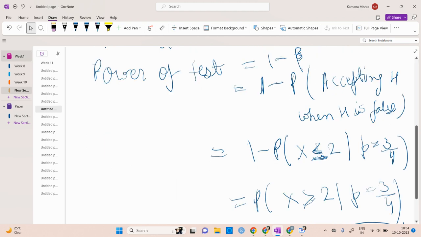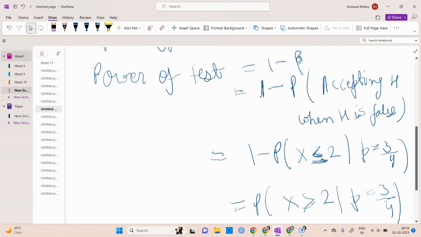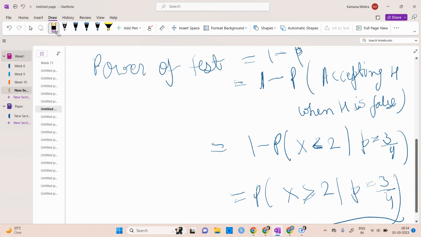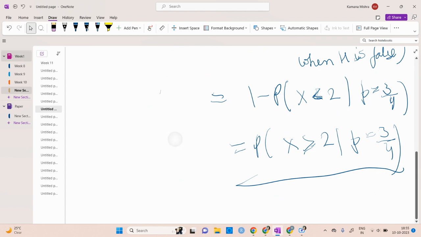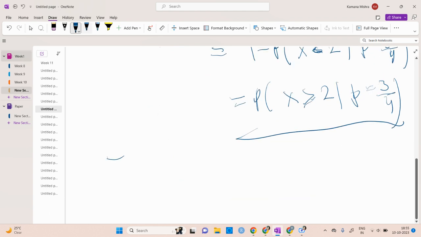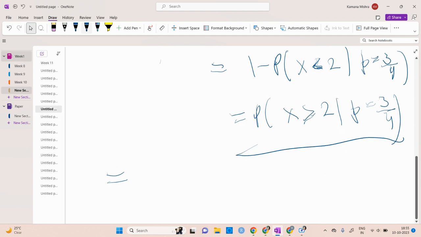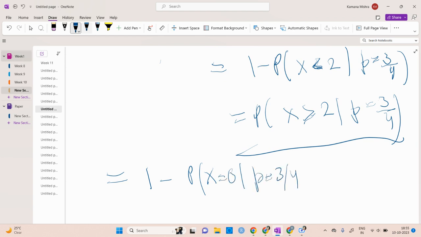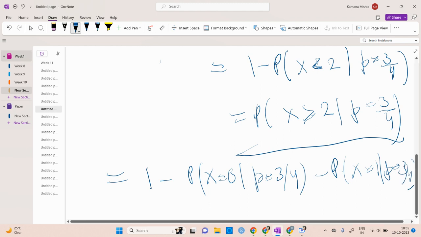Probability of X greater than or equal to 2. Sorry, here, since it is discrete, it matters very much. So X needs to be less than 2. So this is how we have found the power of the test. Now power of the test, of course, it's binomial, so we will just take 1 minus probability of x less than 2. So 1 minus probability of x is equal to 0 when p is equal to 3 by 4, minus probability of x is equal to 1 when p is equal to 3 by 4, right?